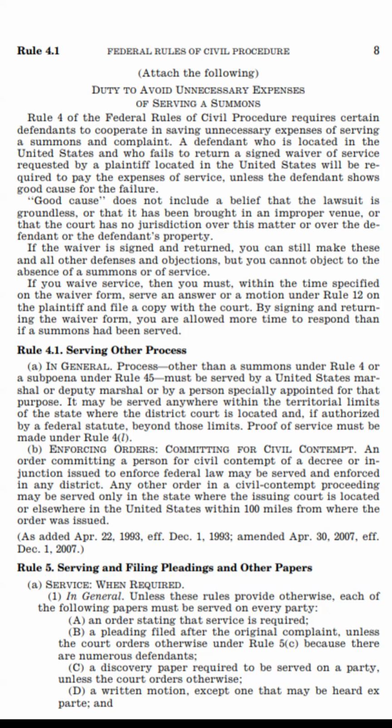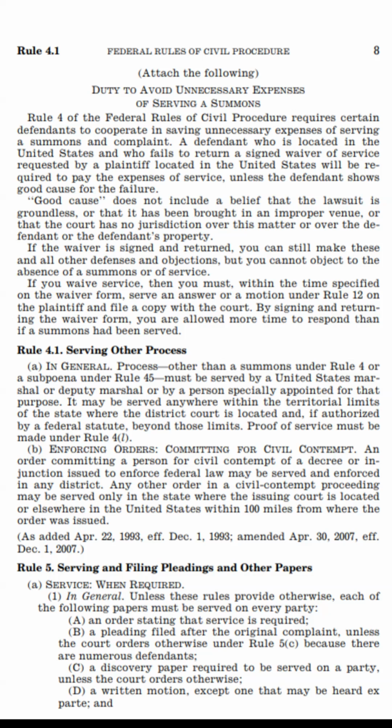A. In general. Process, other than a summons under Rule 4 or a subpoena under Rule 45, must be served by a United States Marshal or Deputy Marshal or by a person specially appointed for that purpose. It may be served anywhere within the territorial limits of the state where the district court is located and, if authorized by a federal statute, beyond those limits. Proof of service must be made under Rule 4(l).